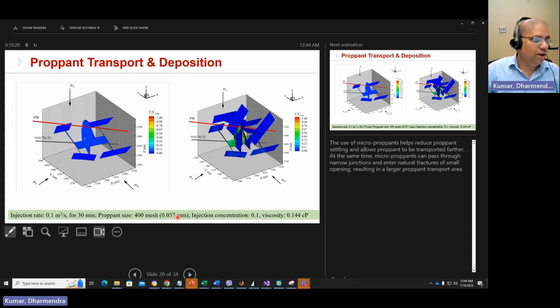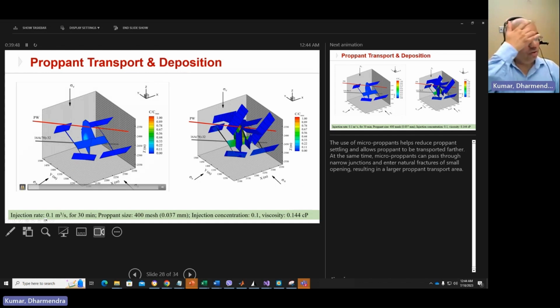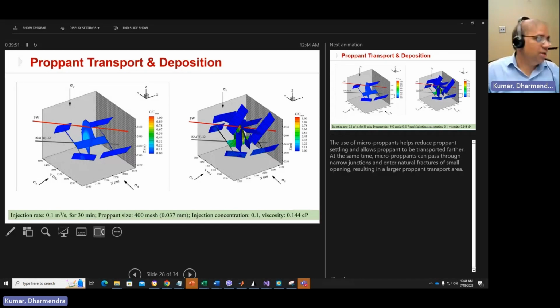So here we use a very small proppant, 400 mesh. That's a very small size proppant. We also consider the reservoir rock at 200 centigrade temperature, which impacts the fluid viscosity. The initial fluid viscosity was 1 centipoise for water, and due to temperature it was reduced to almost one-tenth of that initial viscosity. Let's see how the proppant will behave in this case.